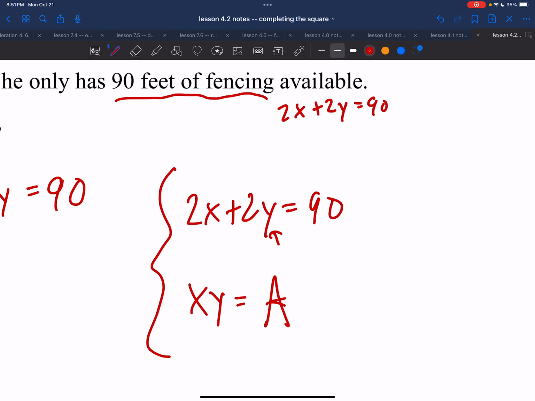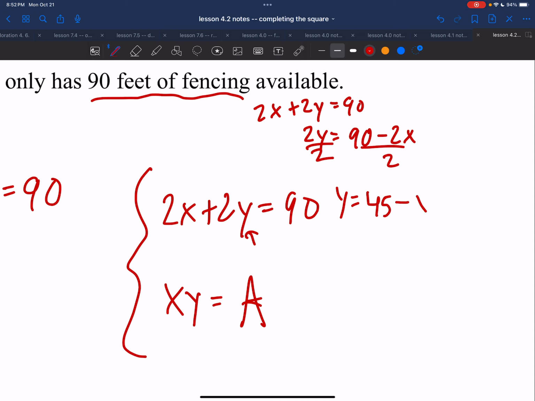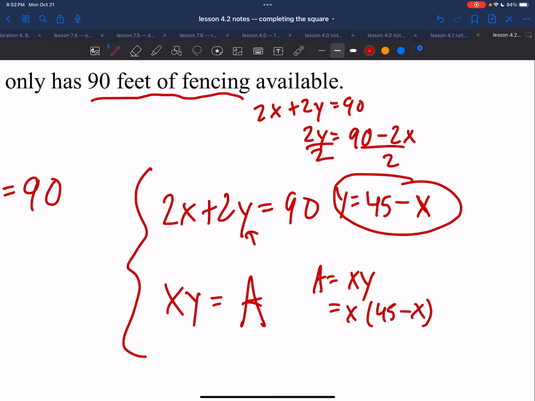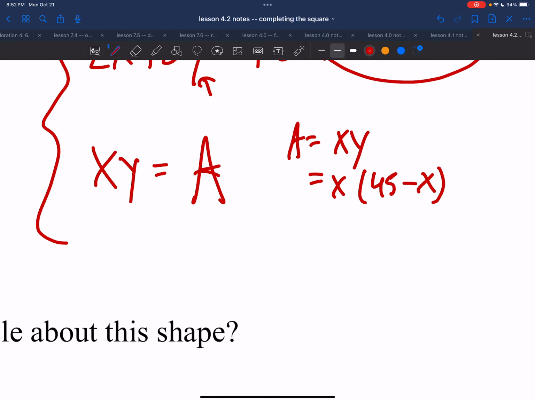Let's isolate y by subtracting 2x from both sides and then dividing by 2. Then I get y equals 45, because that's 90 divided by 2, minus 2x over 2 is just x. So this says y is 45 minus x. But wait a minute. Area was x times y, and y could be represented as 45 minus x if you put it in terms of x. Now this is interesting. Distribute the x. You get 45x minus x times x is x squared.